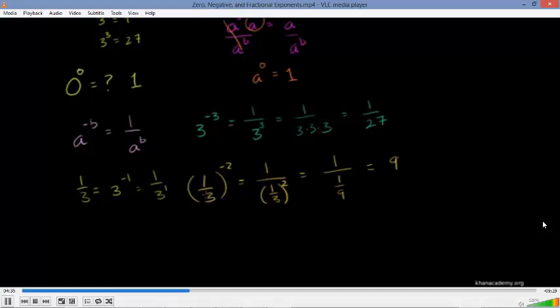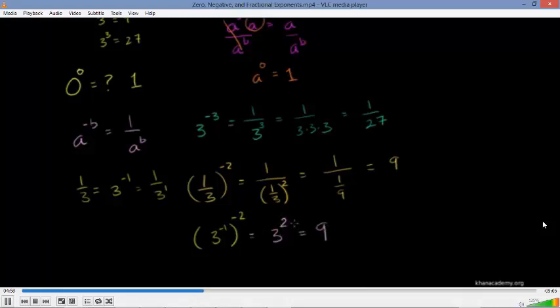So if we replace 1/3 with 3 to the negative 1, this is 3 to the negative 1 to the negative 2 power. These two things are equivalent statements. And if we use one of the properties we learned in the first video, we can take the product of these two exponents. So this is equal to 3 to the negative 1 times negative 2, which is just positive 2, which is equal to 9.